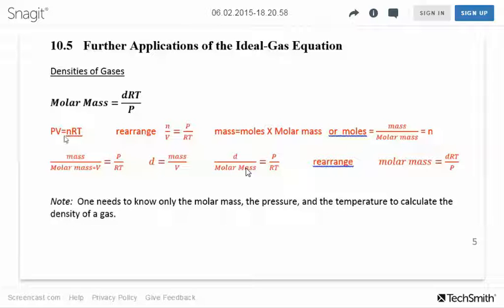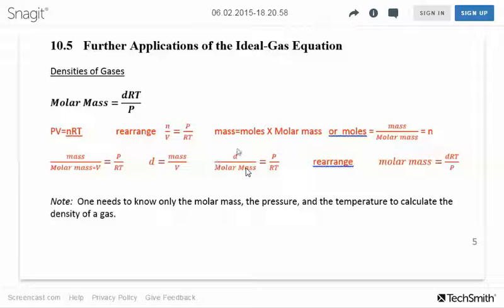So if we start off with the ideal gas equation, PV equals nRT, and we just rearrange it, we divide both sides by V, divide both sides by RT, and you get n over V equals P over RT. That's the first step. Now density, what is density? Density is mass over volume. So somehow I need to get rid of these moles and turn them into mass.